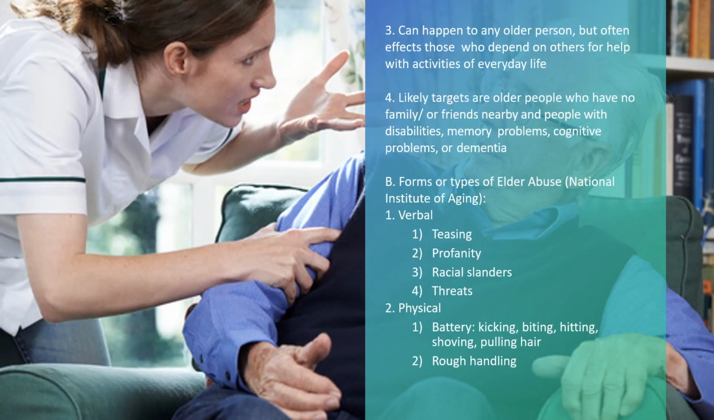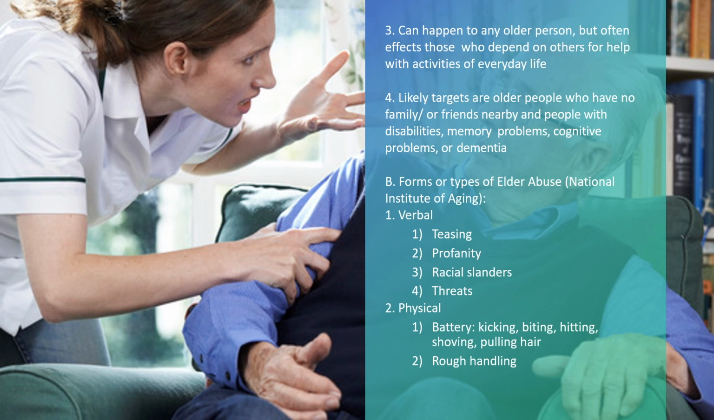It can happen to any older person, but often affects those who depend on others for help with activities of everyday life. Likely targets are older people who have no family or friends nearby, and people with disabilities, memory problems, cognitive problems, or dementia. Forms or types of elder abuse, as defined by the National Institute on Aging.